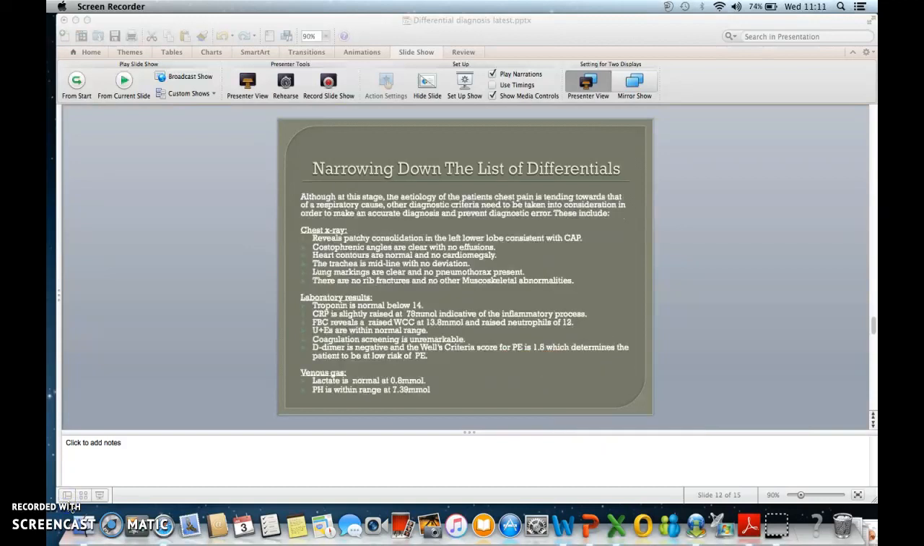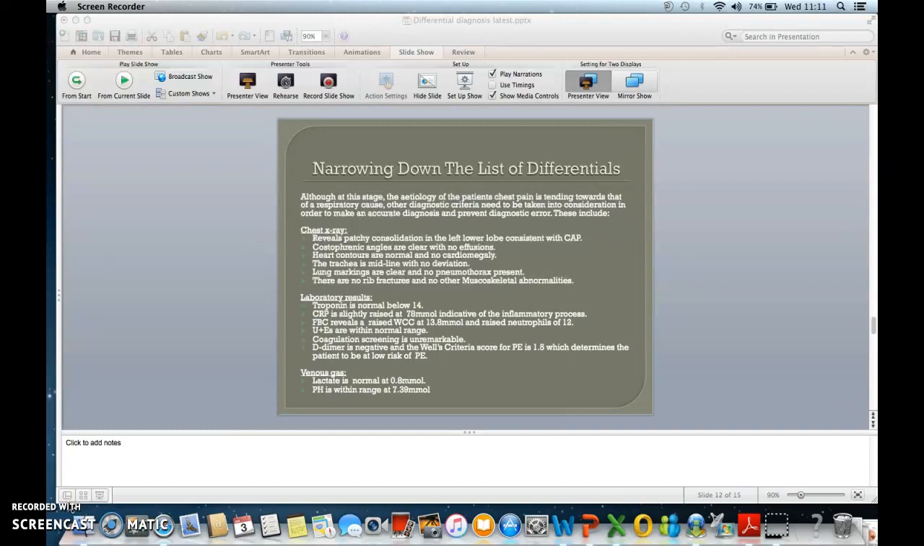So, although at this stage the etiology of the patient's chest pain is tending towards that of a respiratory cause, other diagnostic criteria need to be taken into consideration in order to make an accurate diagnosis and prevent diagnostic error. So a chest X-ray is performed and it reveals patchy consolidation in the left lower lobe consistent with community-acquired pneumonia.